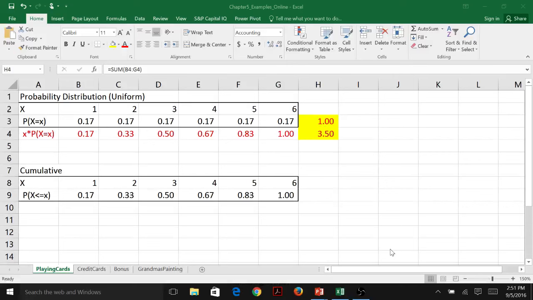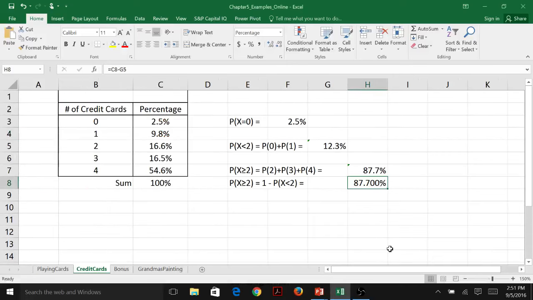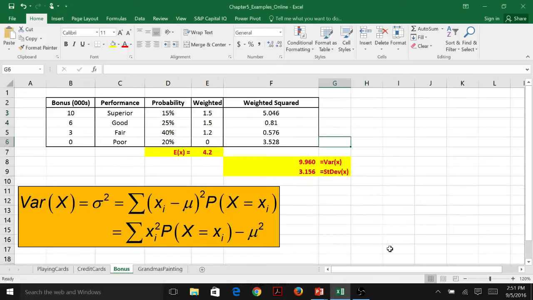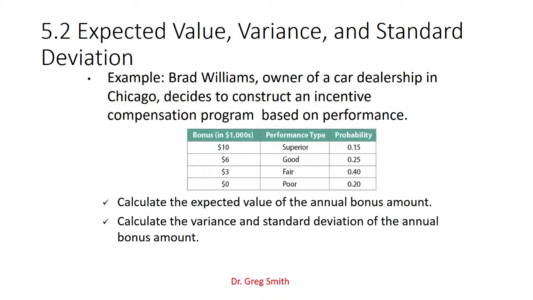So let's go back here for a second. Let's take a look at a problem where we say, I would like to know, from an owner of a car dealership in Chicago, compensation program based on performance. If you're superior, good, fair, poor, you get particular bonuses. A probability has been assigned to each of those possible outcomes. Now, how you get your performance, I don't know. I'm just here to calculate expected value and bonus, and then the variance.